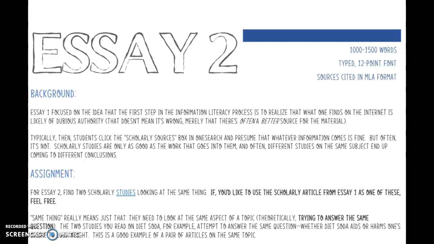Typically then, of course, students just find a scholarly source and presume it's good to go. But the problem with that is that scholarly studies themselves are only as good as the work that goes into them, and often different studies on the same subject end up coming to different conclusions, and we're kind of back to where we were online when we see multiple articles that say different things.